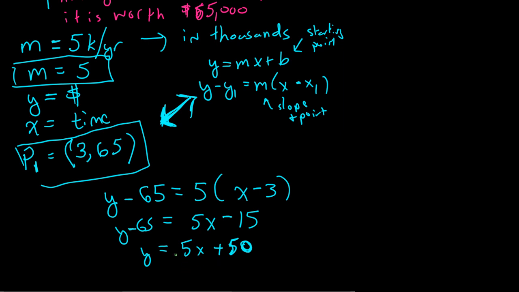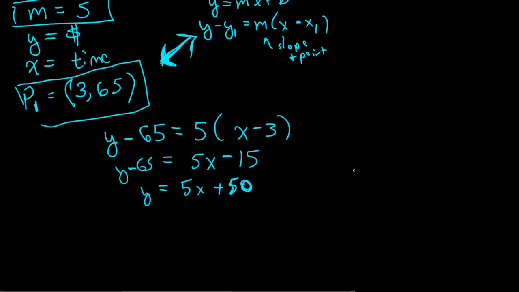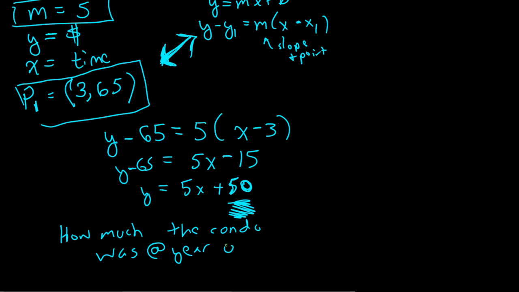So let's break down what we have done, right? I took this thing about condos and I said, I have a rate of change. I'm going to turn that into my slope. I have my price, how much it was worth after 3 years. I'm going to turn that into a data point. This gives me an equation. And this equation is in mx plus b form. So this b tells me how much the condo was at year 0, or what its starting price was.